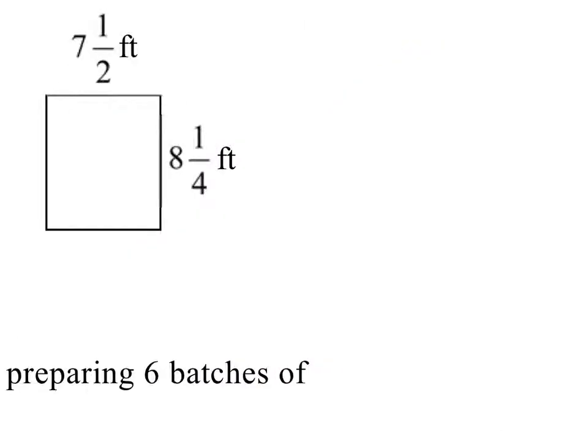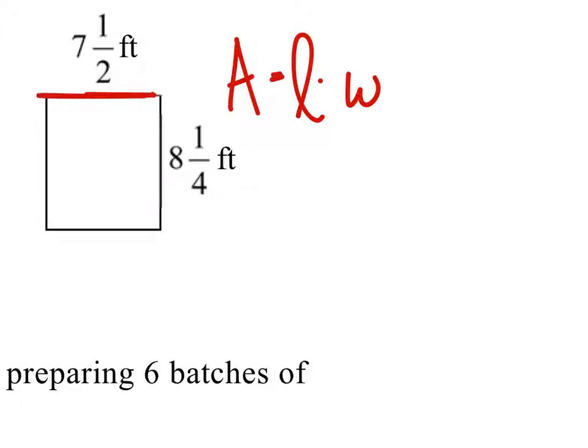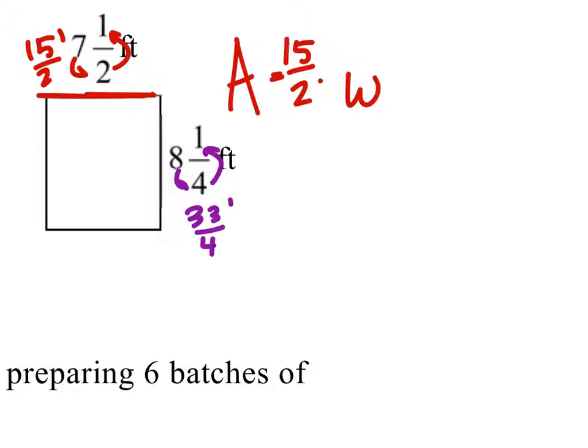Now here we got a rectangle, which isn't too bad because the area of a rectangle, this one's pretty commonly known as length times width. And for us, it's not going to matter which one we choose as length or width. So we can say that this is the length. 7 times 2 is 14 plus 1. This is 15 halves feet. So I'll replace the length with 15 halves. And then the width, 8 times 4 is 32 plus 1, 33. 33 fourths feet, and I'll replace that with the width.